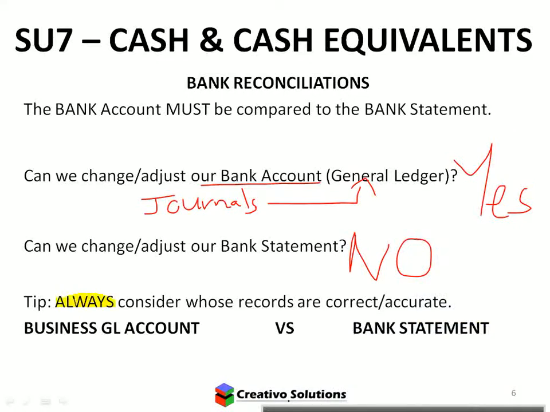Here's a tip, and this tip helps a lot when looking at practical examples. Always consider whose records are correct or accurate. What do I mean by that? Well, if my books are correct, am I going to change my books? No, because why would I want to change my records if my records are correct? If your records are wrong, then you'd have to change your records. So always remember who's right. That's important. And you'll either adjust or you'll reconcile. You'll do one or the other.